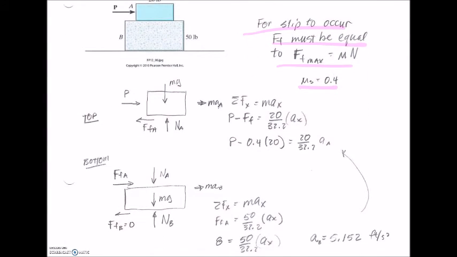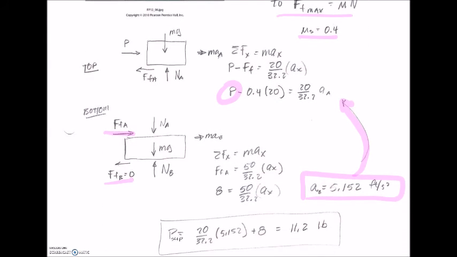The bottom block is basically the same as what we did before. If I assume slip, then the force of friction here is 8 pounds. Again, this one's going to be equal to 0, and I can solve for the acceleration of the bottom block, which is 5.52. If I plug that back into this equation, I can find that the force required for it to slip over the top of the block is really 11.2 pounds. So that's really our answer. 11.2 pounds is enough to make it slip over the top.